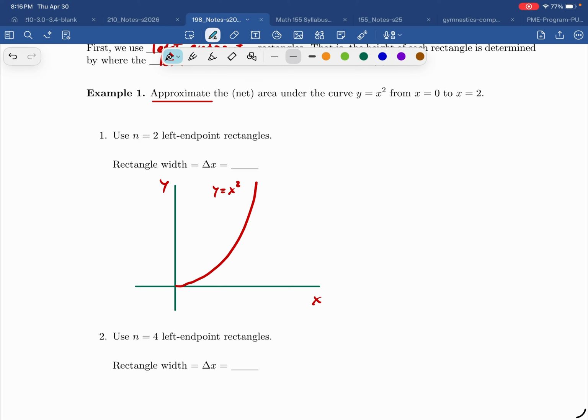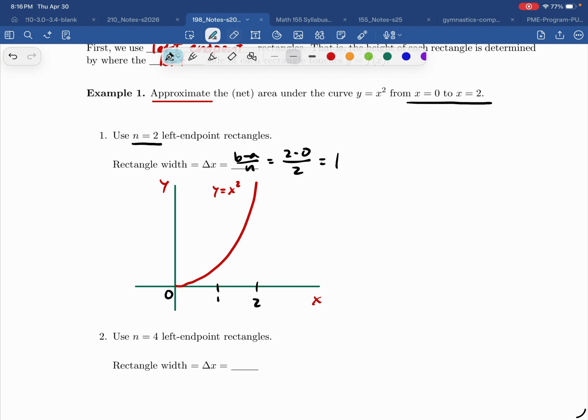Okay, and that means that the rectangle will be determined by where the left side of the rectangle touches the function. So the rectangle width delta x equals b minus a over n, which in this case is 2 minus 0 over n. Well, n equaled 2, so it's 1. So the rectangle width is 1. So we're going to have two rectangles. Now, if we're talking about the interval from 0 to 2, we have rectangles of width 1.